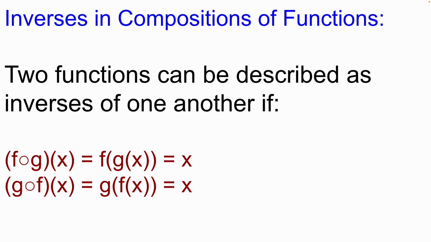Now, as we'll see, there's actually a little bit more to the story than this, and we'll talk about what piece we're missing here tomorrow. But this is what it means for two functions to be inverses in algebra. If f of g of x equals x and g of f of x equals x, then those functions are inverses.